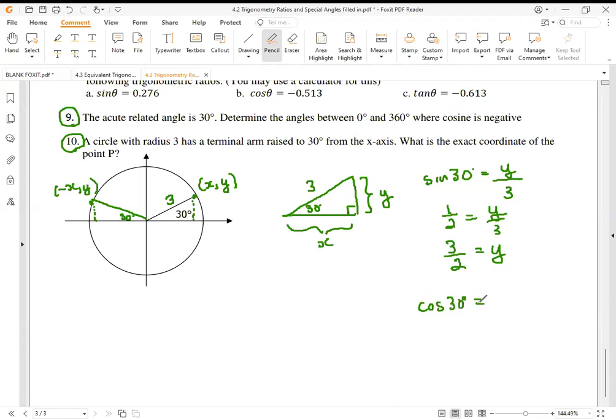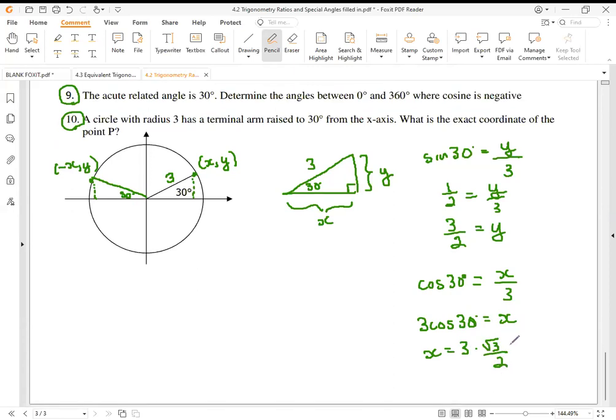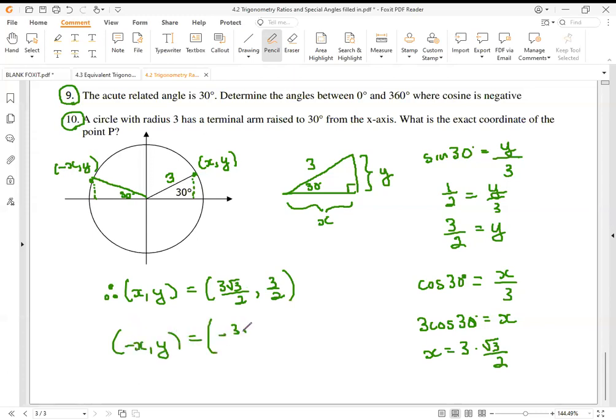Cosine of 30 degrees is what? x over 3. How about I multiply 3 on both sides? I'll do the algebra differently this time. So x is equal to 3 times cosine of 30, which is root 3 over 2. 3 times root 3 over 2. So there it is. Therefore, x comma y is 3 root 3 over 2 comma 3 over 2. And with negative x, it's negative 3 root 3 over 2 comma 3 over 2.